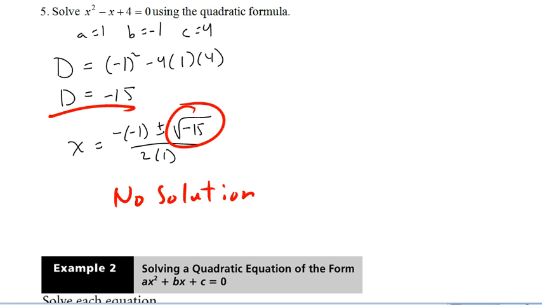Notice that we can tell right away that if D is negative, we're going to have no solution because we're going to have to square root it. And that is what we're going to talk about tomorrow. Tomorrow's lesson is just going to be about big D.